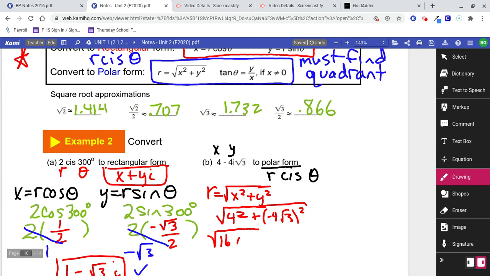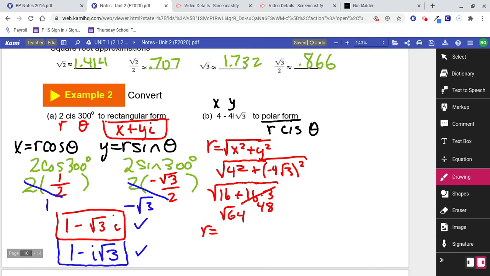4 squared is 16. And then when you square the other part, use a calculator if you want to, but negative 4 squared is 16, and square root of 3 squared, you need to know this, is 3. Anytime you square a square root, it's just going to cancel out. So inside there, that's 16 plus 48, or square root of 64. r equals 8. That's not always going to be a nice number like that. You might have to reduce a square root.